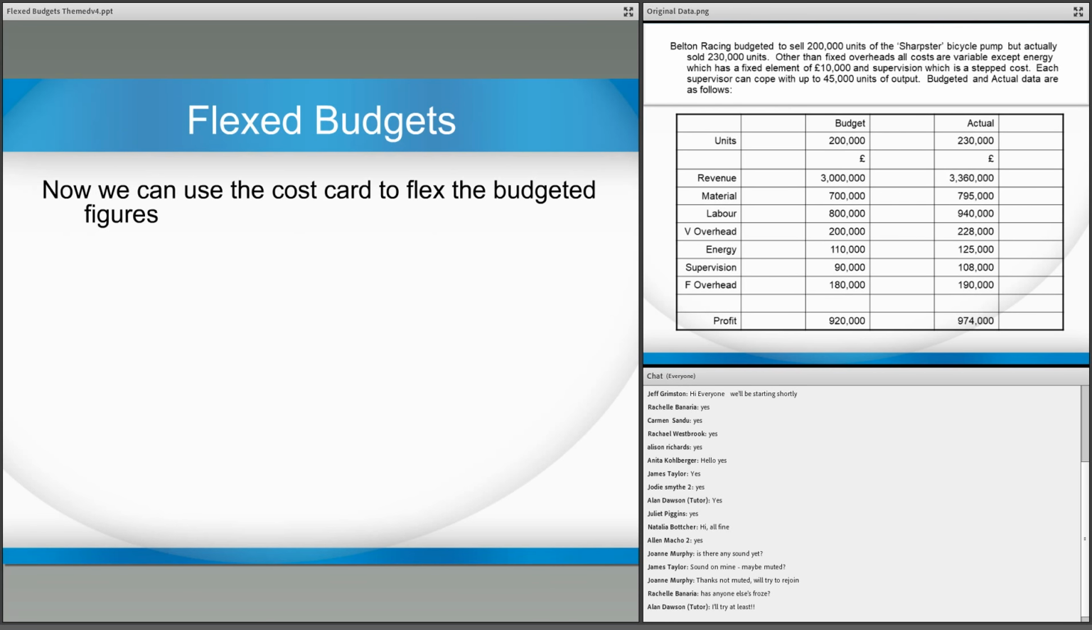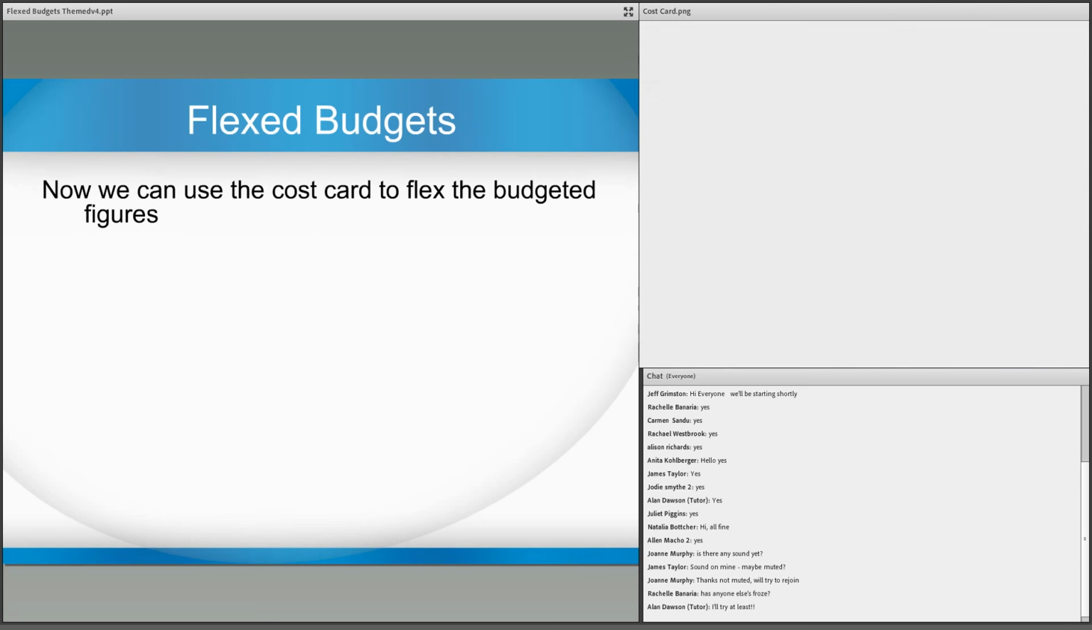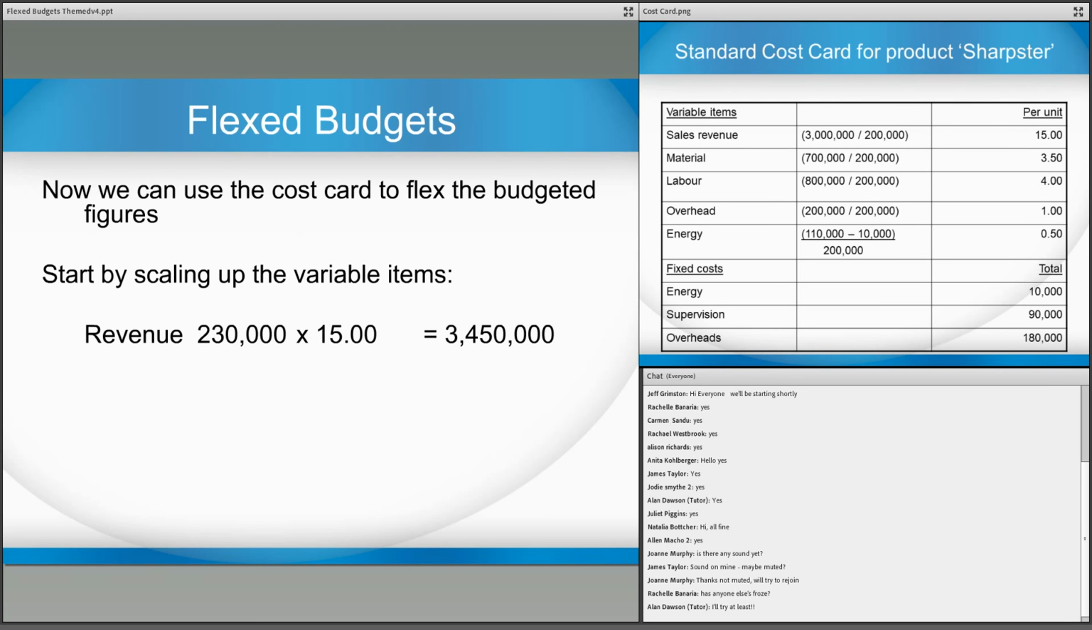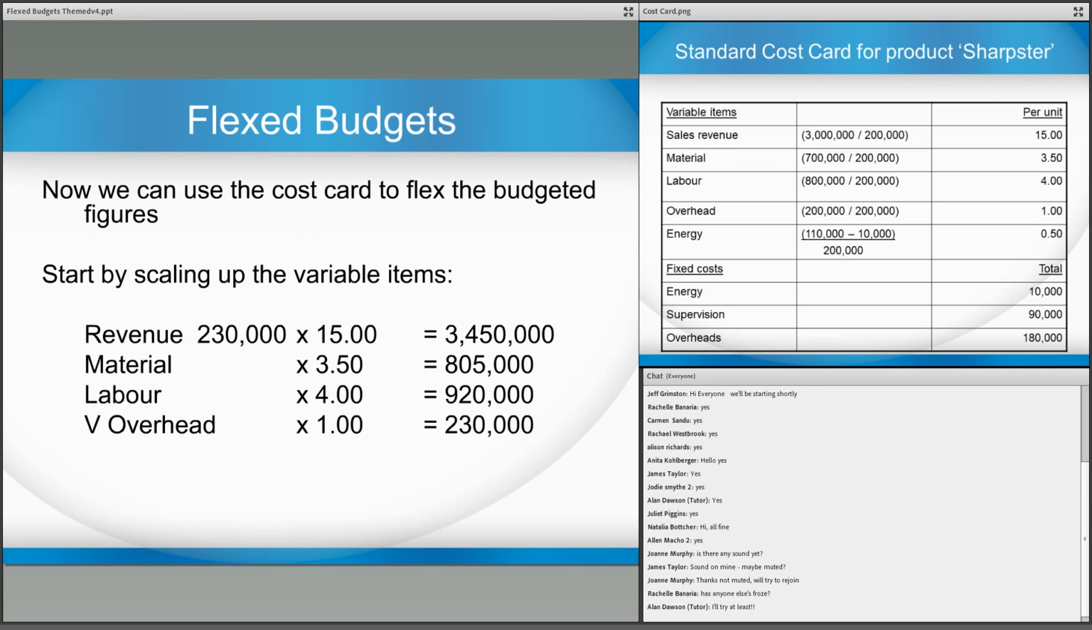Now, having created our cost card, what we're going to do is put the cost card that we've created down to the side, and we can use that to flex our budgeted figures. Start with our variable items. We've worked out that our cost per unit for sales revenue is £15, so if we sell 230,000 of those, we'd expect to generate £3,450,000 worth of revenue. Material, we'd expect a cost of 805,000, labour 920, variable overhead, we would expect to spend £230,000.